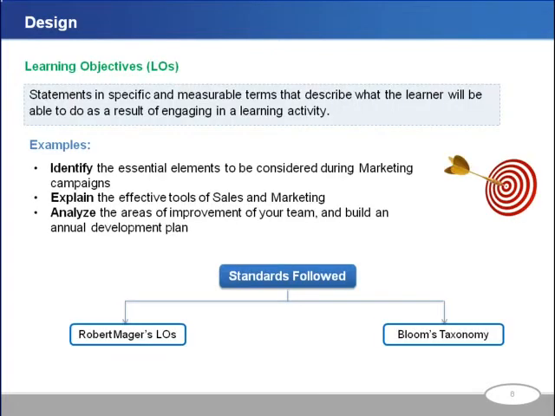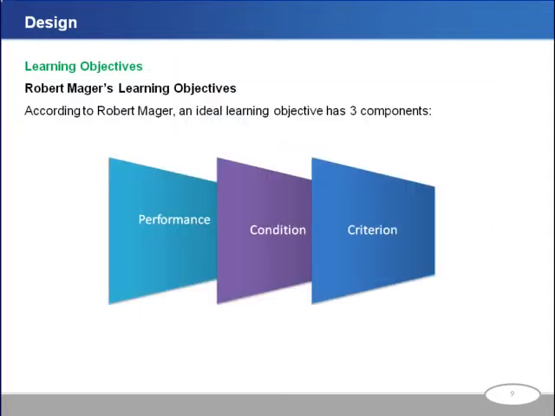A learning objective is a statement in specific and measurable terms that describes what the learner will know or be able to do as a result of engaging in a learning activity. According to Robert Mager, an ideal learning objective has 3 components: performance, condition, criteria.